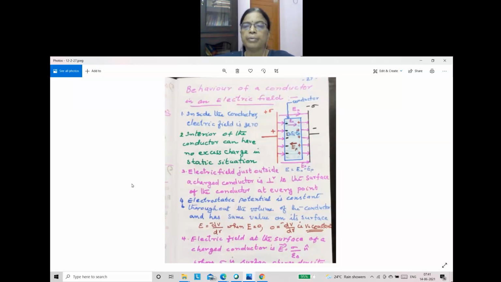Mitra, tell one property when a conductor is kept in an electric field. The field outside the conductor is perpendicular to its surface. The electric field outside the conductor is perpendicular to the surface. Okay, that is one property. Then another property, Nana. Another property.